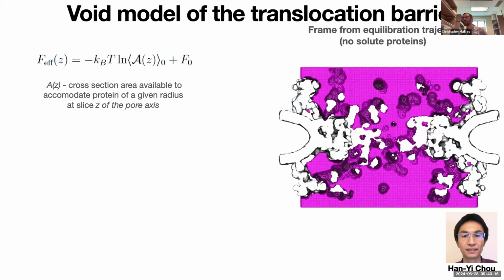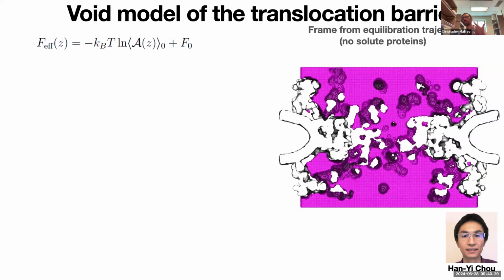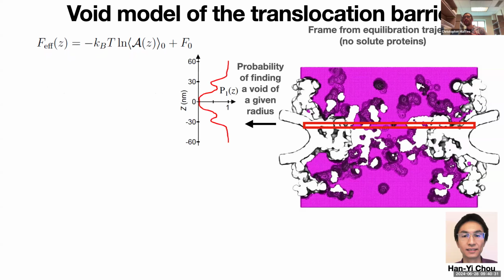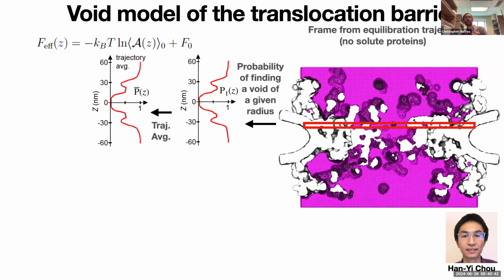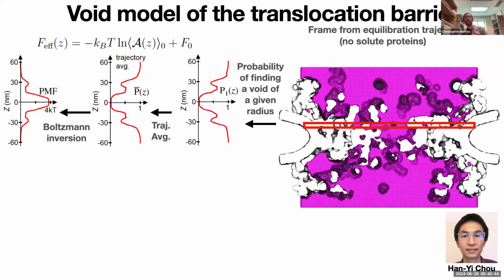And then you get a free energy just by looking at the cross-section of this at every slice of the z-axis, of the pore axis, and looking at how much area is available for the proteins. So you get some density of available voxels in a given slice, and then you do an average over the trajectory, and then you convert that into a PMF using Boltzmann inversion.